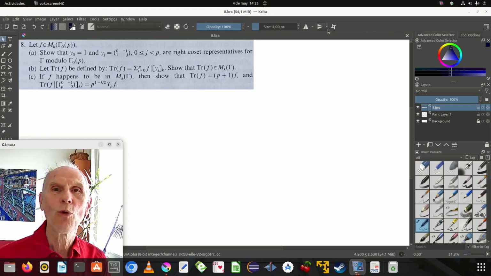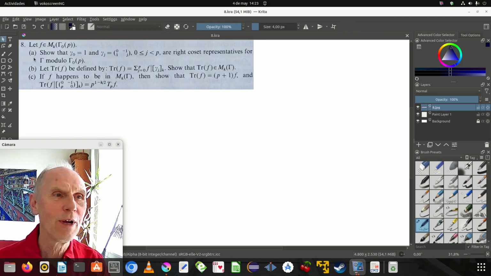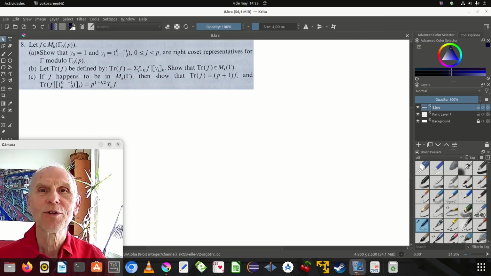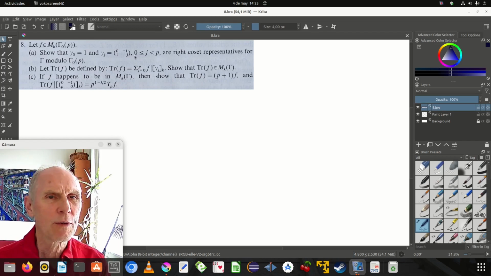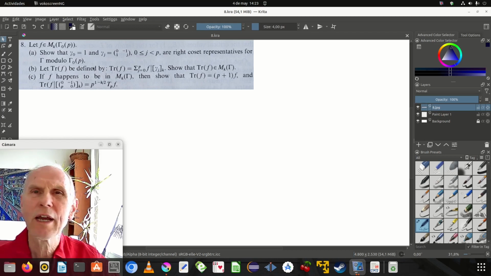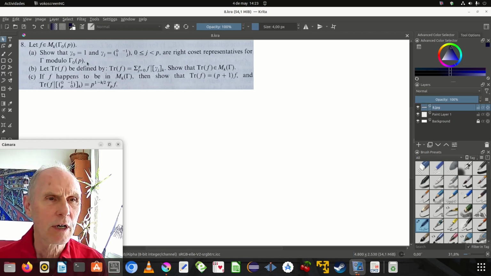Hello, Saturday 4th of May 2024, and I'm ready to start on the last problem of chapter 3. First we must show that these represent right coset representatives for gamma naught of P. We already had something like that, the last problem in section 1, but where we find the left representatives. But then this might just be the inverse of the ones we already found. But let's do it from the beginning.